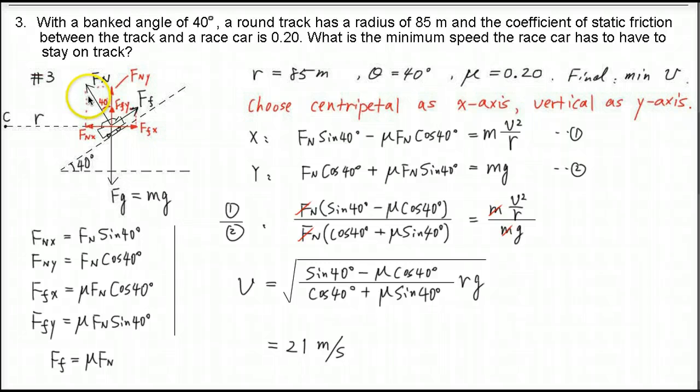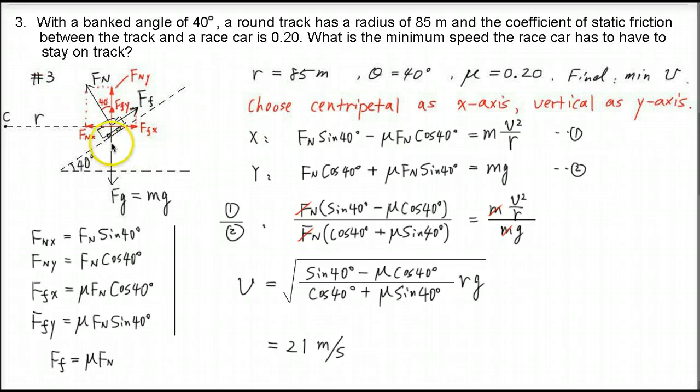Friction here, normal force, as normal in this direction, perpendicular to the slope. And then we have gravity pointing down. So as long as it's a circular motion problem, we must have an acceleration pointing to the centripetal direction, right? And then the other direction, which is perpendicular to the centripetal direction, must be without any acceleration. So that's why we choose the centripetal as one of the directions, and then the perpendicular direction as the other one.